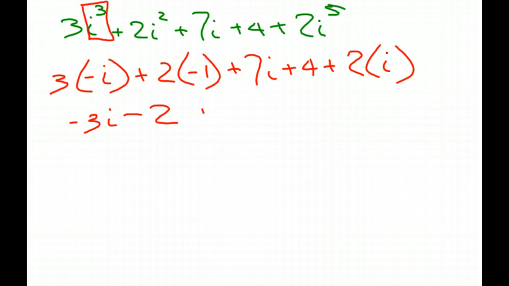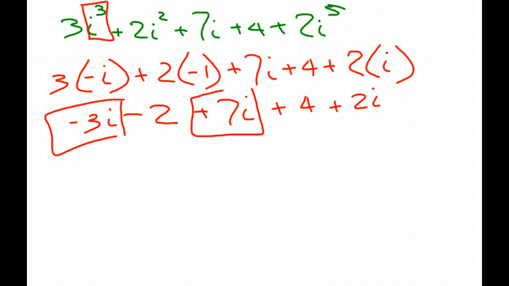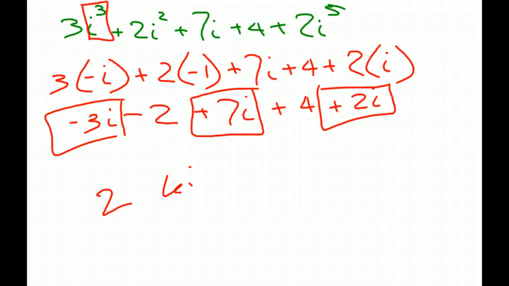Minus 2 plus 7i plus 4 plus 2i. Add my like terms together. And I get 9 minus 3 is 6i. And a negative 2 plus a 4 is 2. So, do you always put your number before your value with an i?